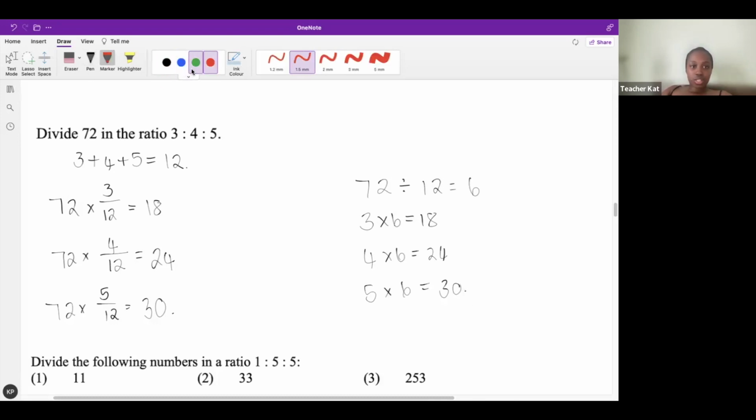Okay, so let me write here. These are two of the same thing. This is just method 1. And this one is method 2.